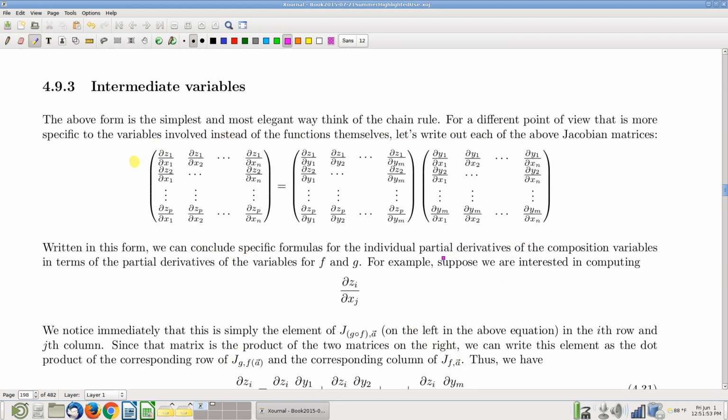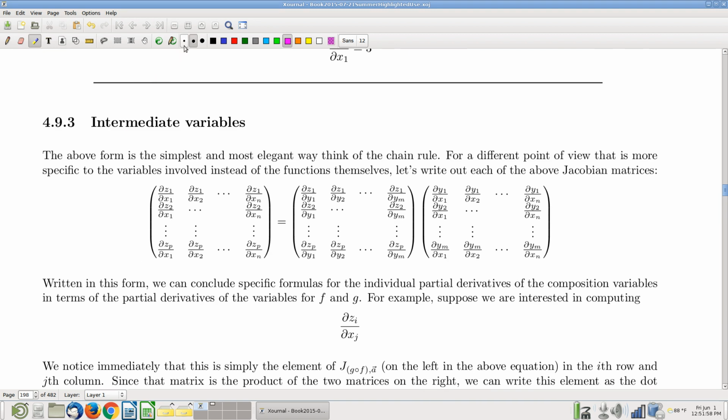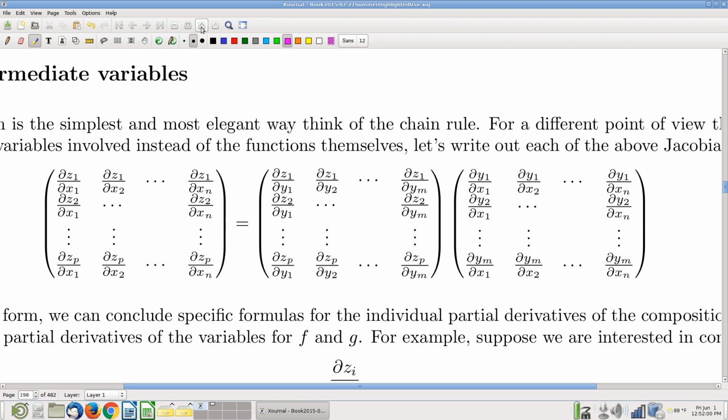This scary-looking formula here. My gosh, look at all those symbols. This is a different way of thinking about the chain rule. And notice it's the same thing that we had on the previous page. This is the Jacobian of the composition, G compose F.